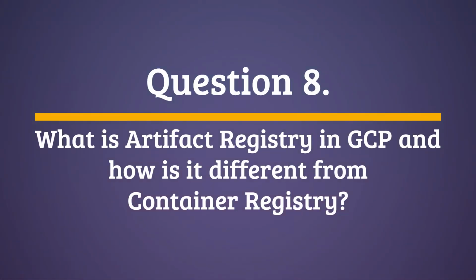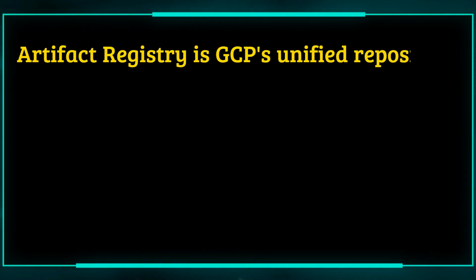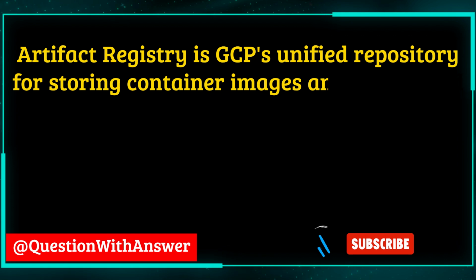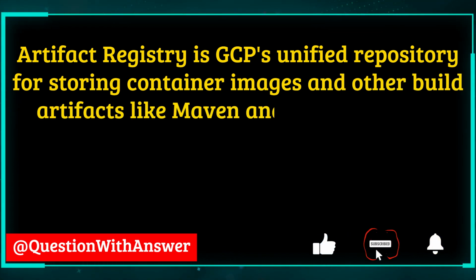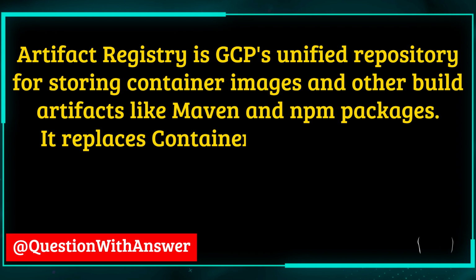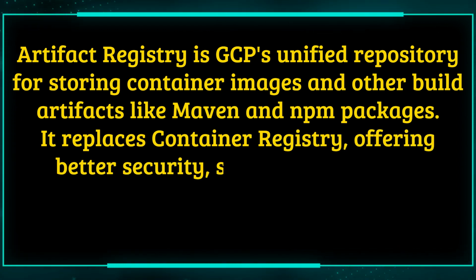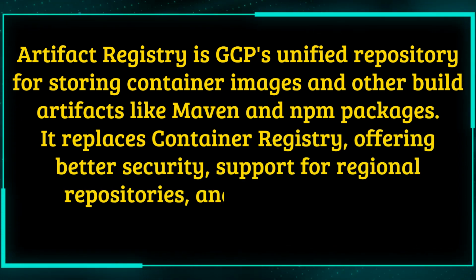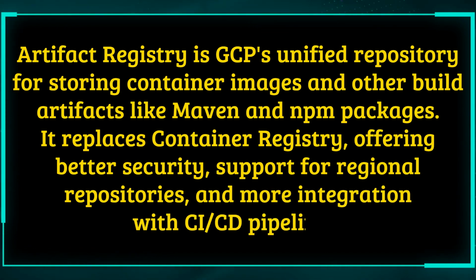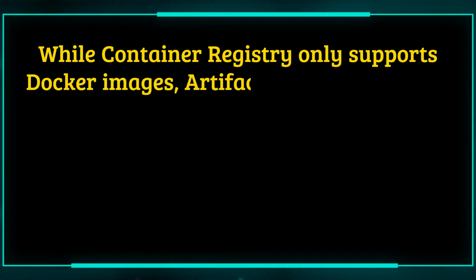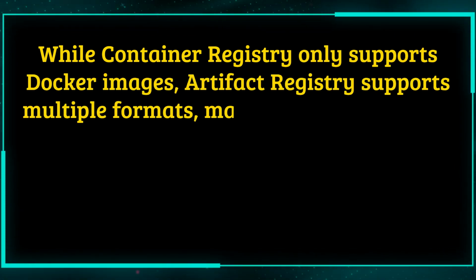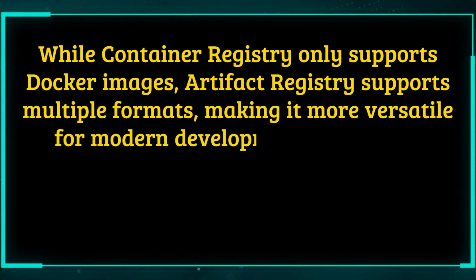Question 8. What is Artifact Registry in GCP and how is it different from Container Registry? Answer. Artifact Registry is GCP's unified repository for storing container images and other build artifacts like Maven and NPM packages. It replaces Container Registry, offering better security, support for regional repositories, and more integration with CI/CD pipelines. While Container Registry only supports Docker images, Artifact Registry supports multiple formats, making it more versatile for modern development workflows.